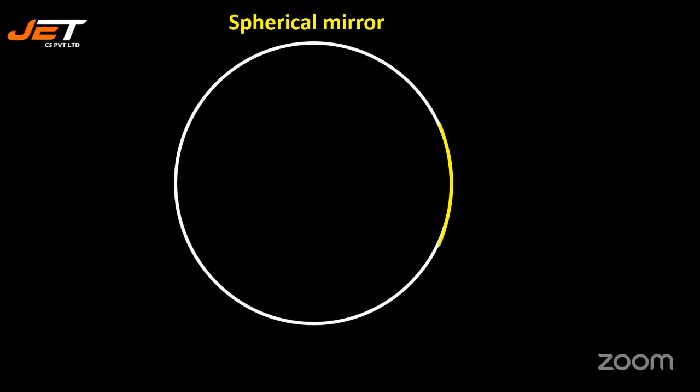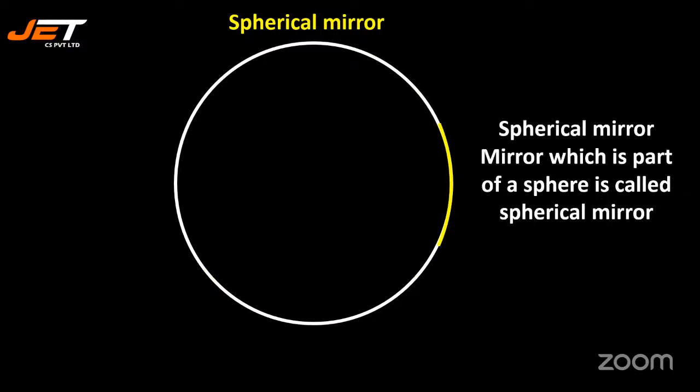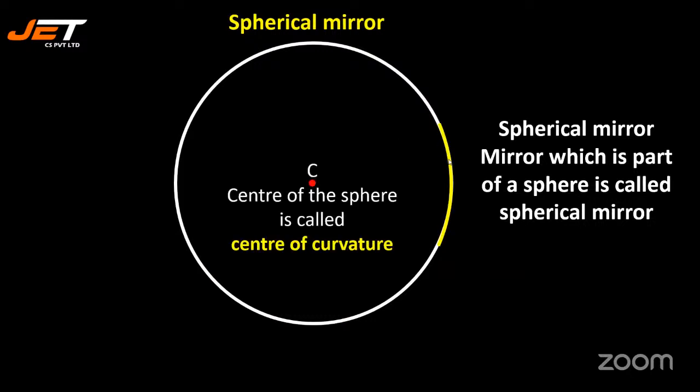What is a spherical mirror? A spherical mirror, which is a part of a sphere. It's called a spherical mirror, a part of a sphere, students. The yellow shaded region is the spherical mirror. Center of that sphere is called center of curvature of the mirror.